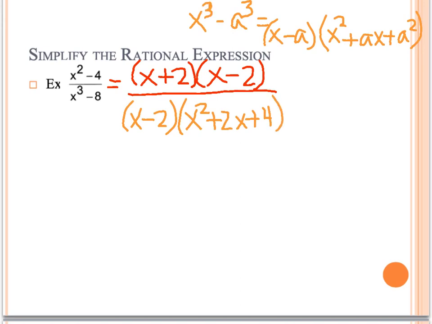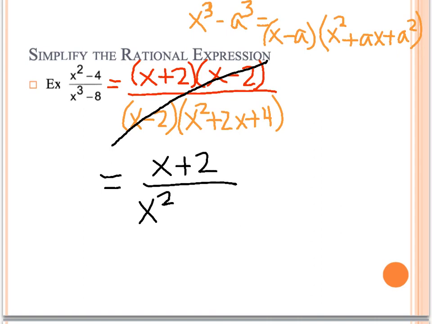And now at this point, I would look at this trinomial and determine whether or not I can factor it into two factors. And I know that I cannot, because a product of 4 and a sum of 2 is not possible. So then I look at my numerator and my denominator. Is there anything in common? I have an x minus 2 on the numerator and the denominator that I can get rid of. So that divided by that is 1, so we get rid of it. And we're left with x plus 2 over x squared plus 2x plus 4.